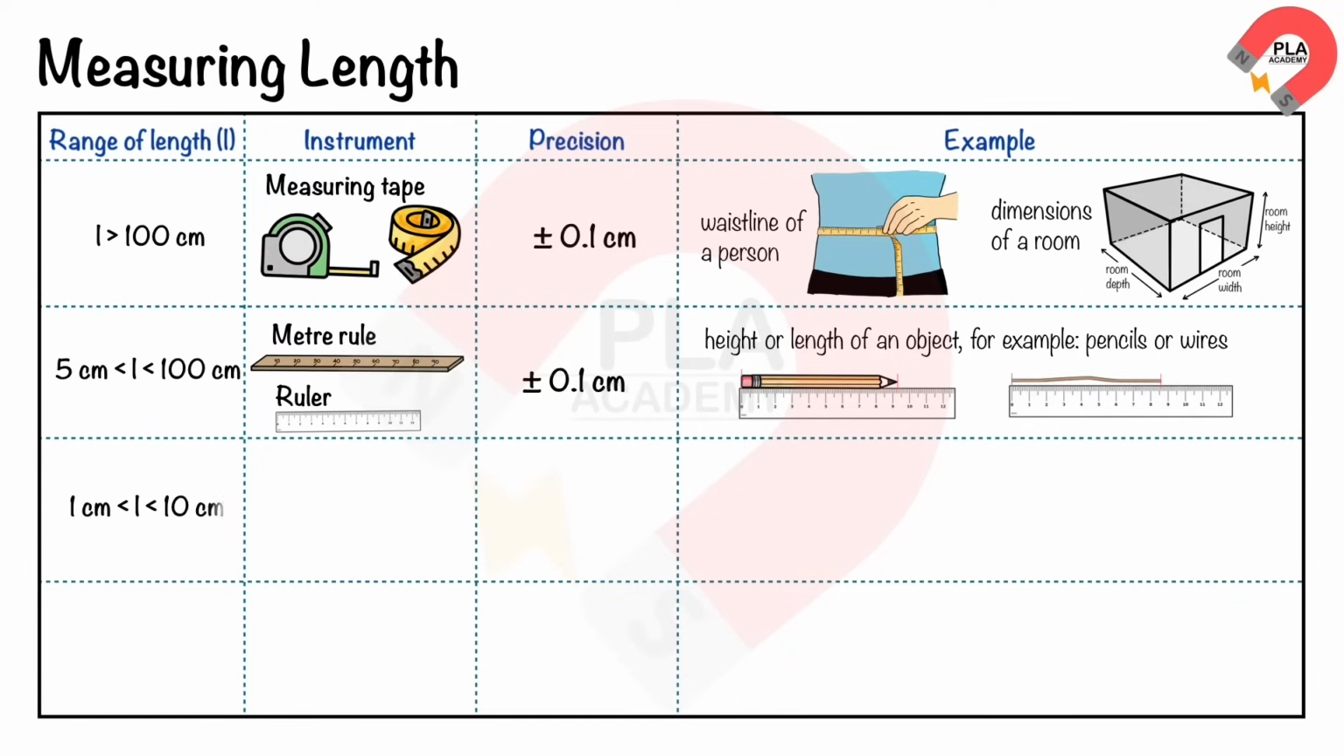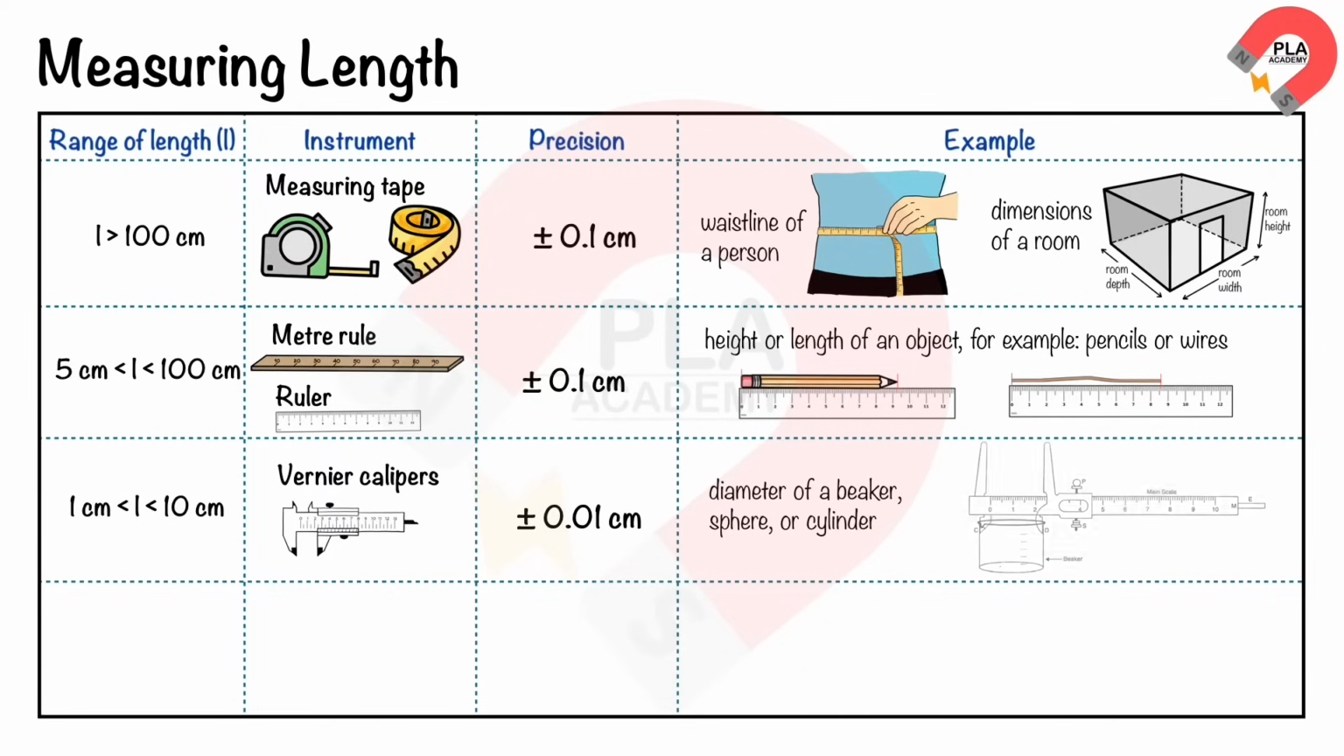Lengths between 1 and 10 centimeters. We can use the vernier caliper. Its precision is 0.01 centimeters. For example, it is used to measure the diameter of a beaker, sphere or cylinder.